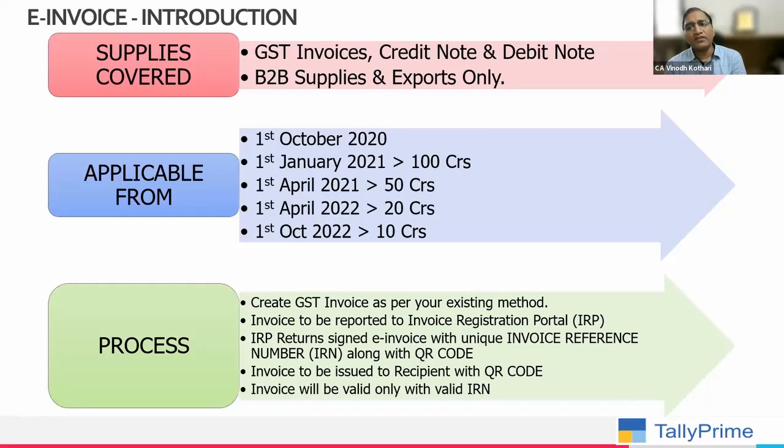So what are the supplies covered? Basically, it is the GST invoice, that means the tax invoice. For information, what do you mean by tax invoice? It means an invoice where taxable goods and services are provided. You generate an invoice called a tax invoice. If you are supplying exempted goods, then it is called a bill of supply.